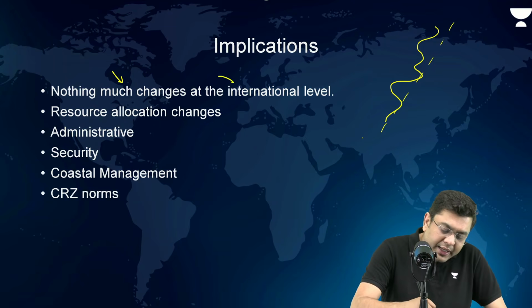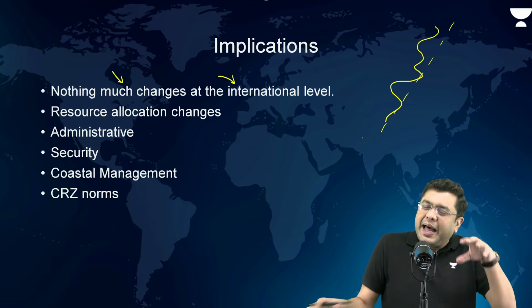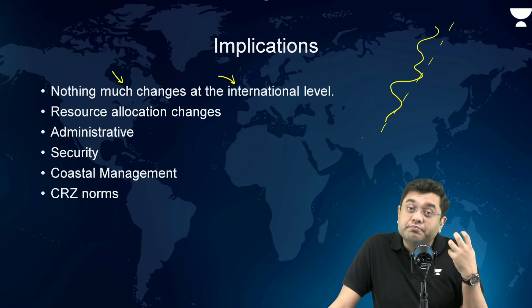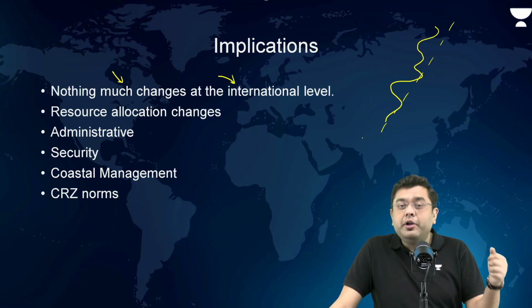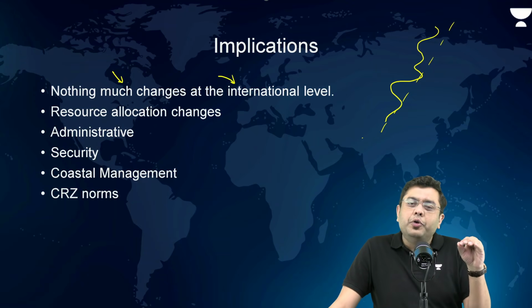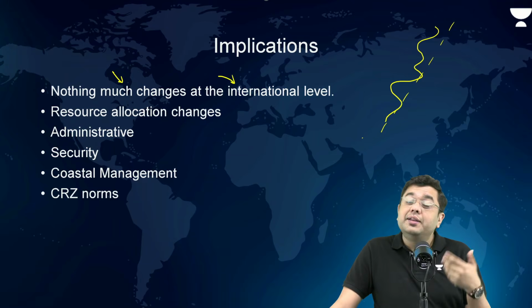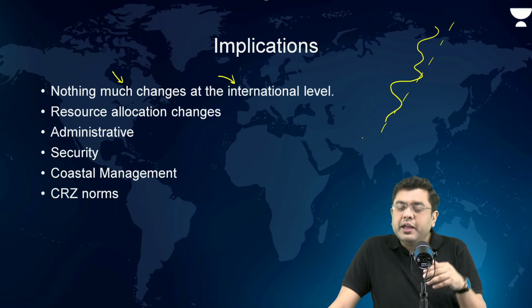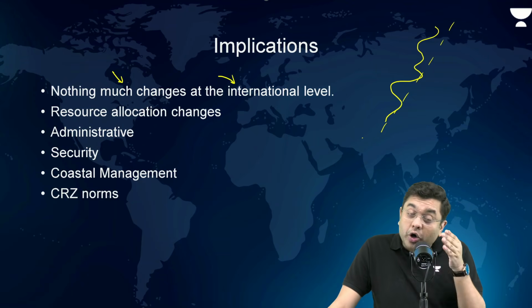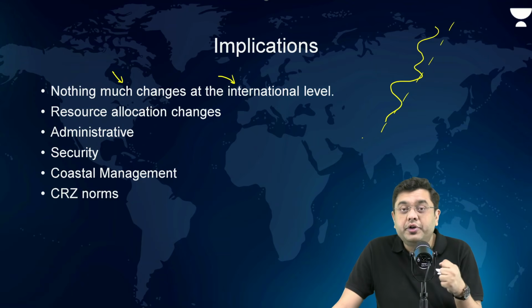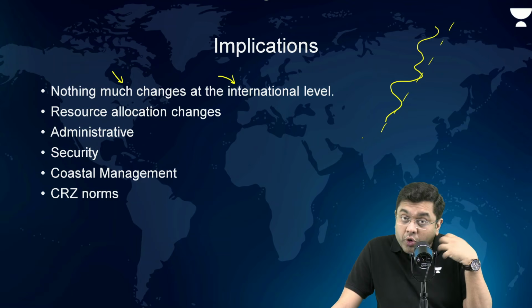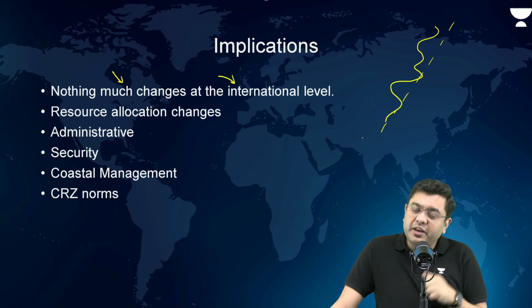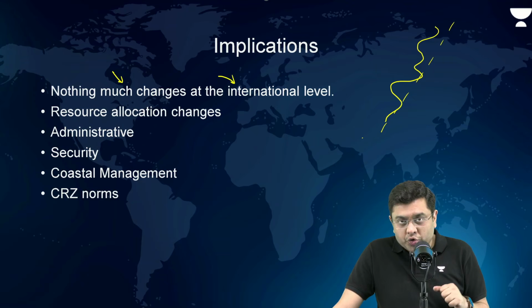So internationally, nothing changes. But at a micro level, your management of the coastline will change. The amount of money that you have allocated for, let's suppose, preventing coastal erosion will change because now you have a greater idea about the coastal regions. Now you will be able to micromanage your coastal ecosystem conservation efforts. That changes. You will be able to manage these coastal ecosystems in a better manner, like the reef ecosystems and the fragile coastline.